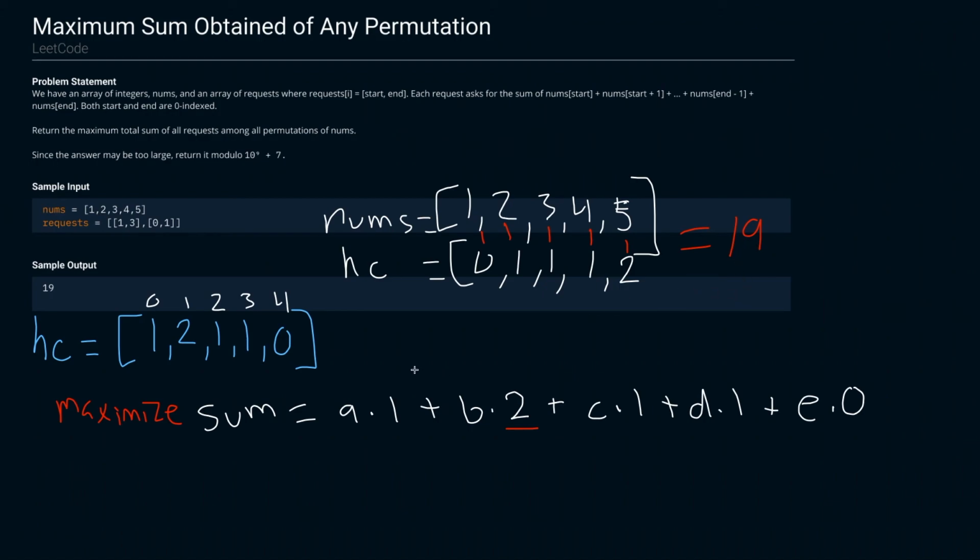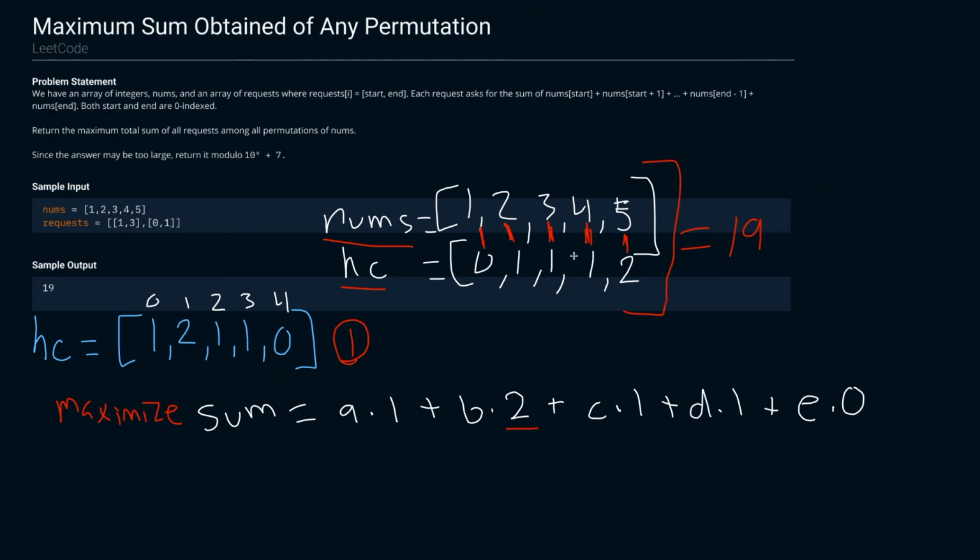So recapping the optimal solution, what we're going to do is first build this hit counter. Then second, we're going to sort nums and the hit counter. And then the third step is we're going to iterate through these two data structures, multiply and sum up the pairs of values, and we'll return our result.